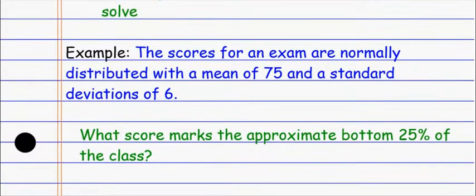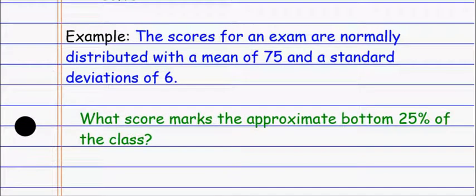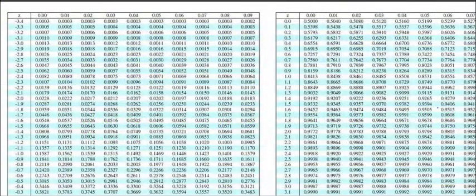For example, if I look at something like this guy, it says the scores for an exam are normally distributed with a mean of 75 and a standard deviation of 6. It says what score marks the approximate bottom 25% of the class. So if we're talking about the bottom 25% of the class, we're looking for the value that has 25% of the data below it. So I go to my Z chart and I find the Z score associated with that. So on my Z chart here, again, 25%, we know it's going to be in the bottom half of this thing. And when I look for it, it's right around these values, okay?